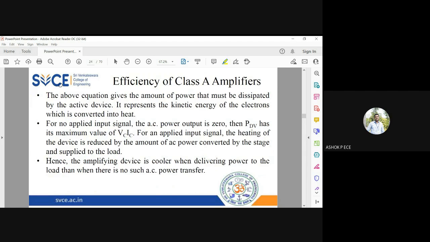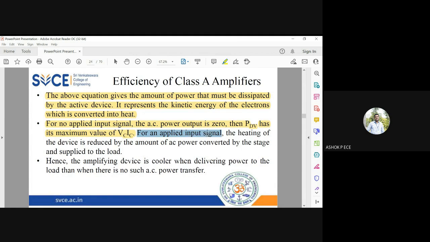So the above equation will give the maximum power which is dissipated by any active device. Whenever you use a transistor as an amplifier, you have three terminals and each terminal will have some amount of loss. You cannot escape from that. When no AC signal is applied, the output AC power is zero, so you only have power loss because of the DC component. So PD will be the maximum value of VC into IC.